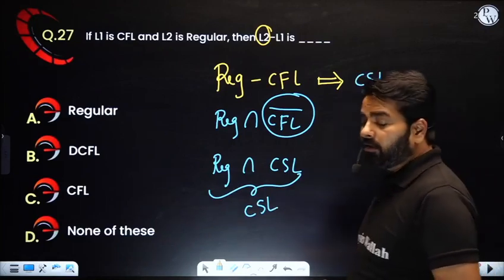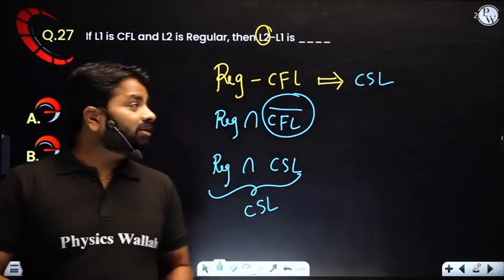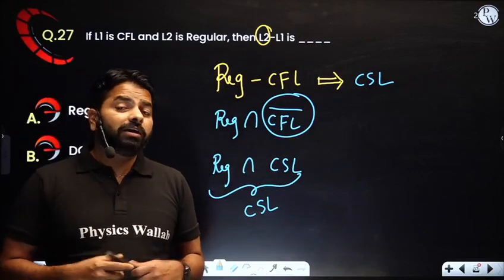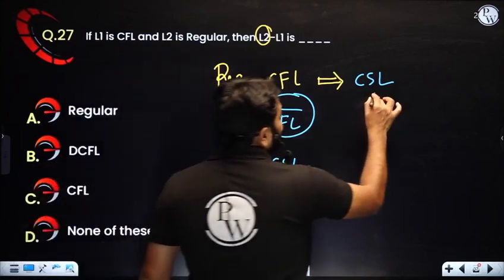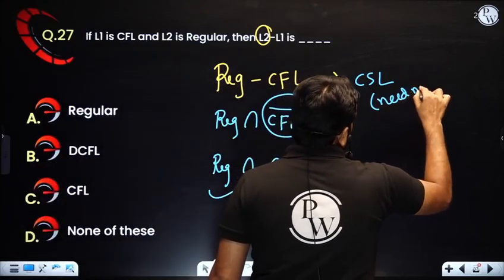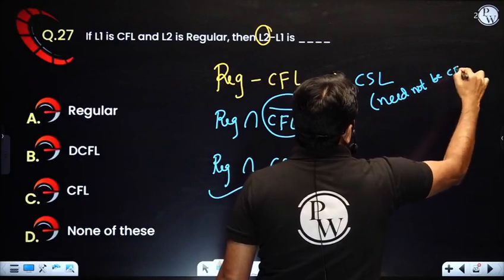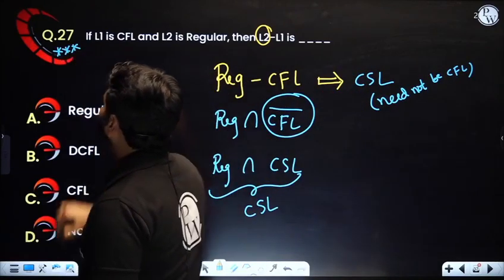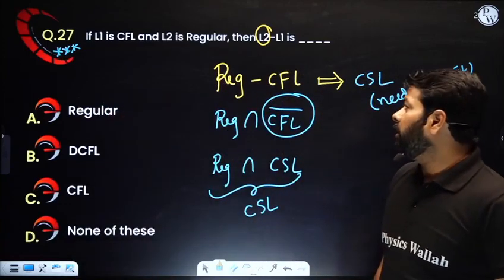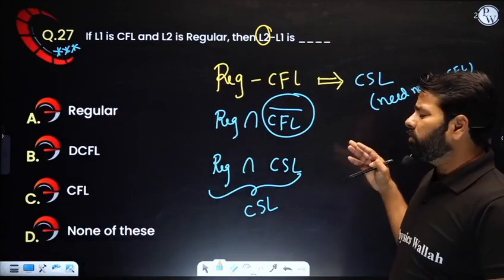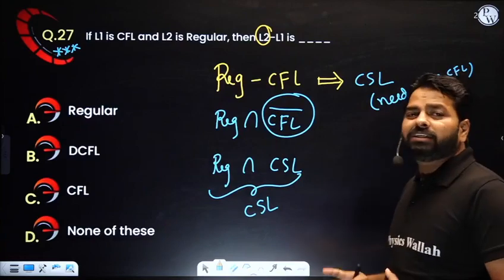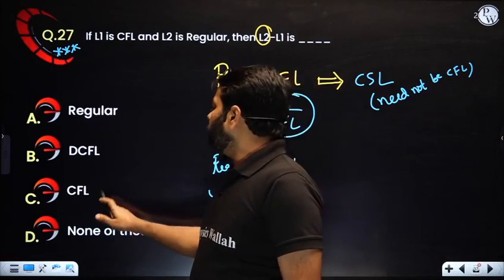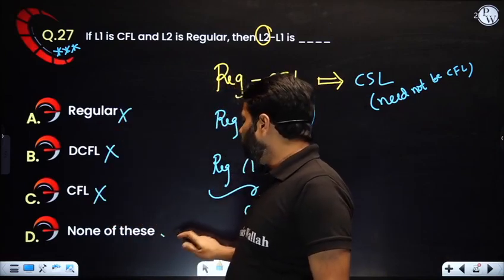So very interesting, this CFL minus regular is always CFL, but regular minus CFL need not be CFL. So keep this point in mind. Remaining are coming to known answers, but this one goes outside the CFL, don't say outside the CFL, but always CSL. It may be inside the CFL or outside the CFL. So you don't choose any of this, go to none of this.